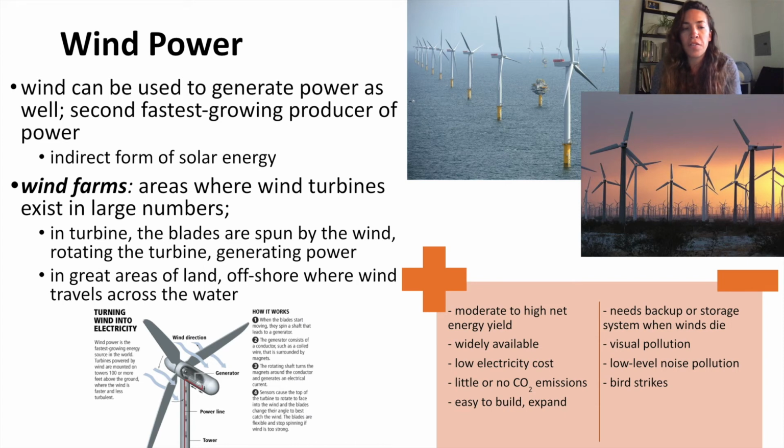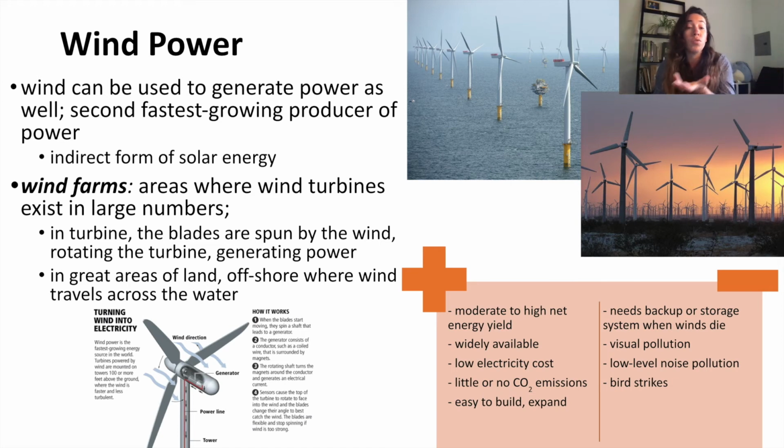Wind is another indirect form of solar energy, and it's used to generate power pretty well. It's the second fastest growing producer of power in the world behind solar. We have both offshore wind farms and wind farms on land. And in much the same way as our water power generation, the spinning of a wind turbine is going to generate power. And this is great, especially in areas where we have lots of wind and we want to be able to generate a lot of energy.